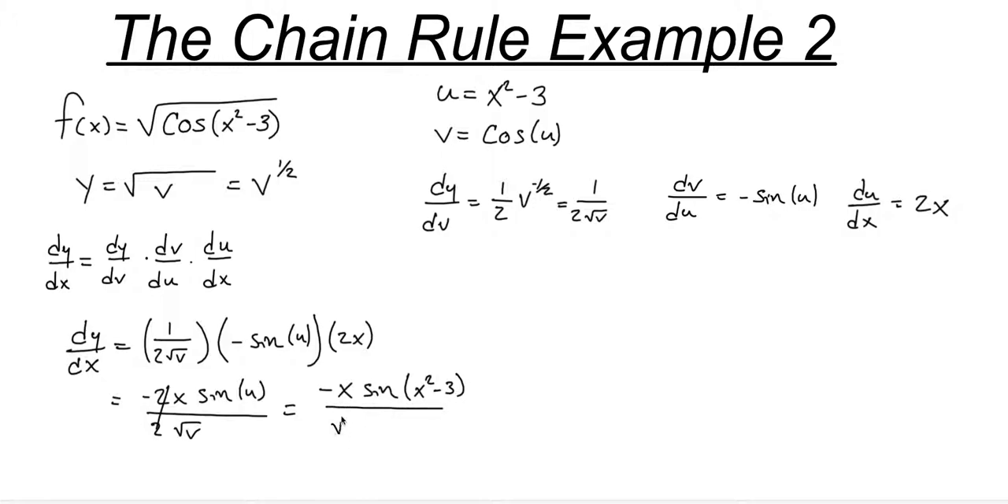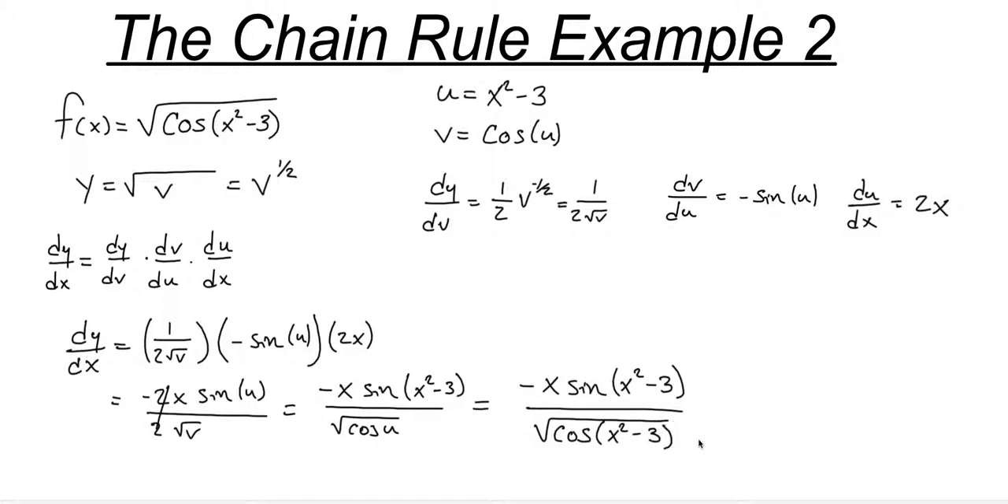And I know v was really the cosine of u. And again, I know what u is. U is up here. It's the x squared minus 3. So I can substitute one more time and say that we get a negative x times the sine of x squared minus 3, all of that over the square root of the cosine of x squared minus 3.